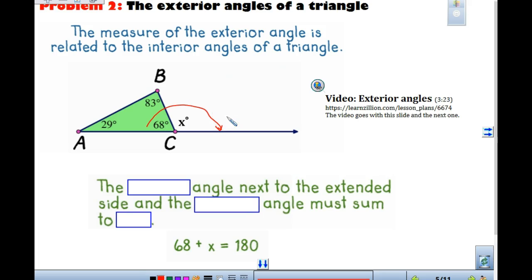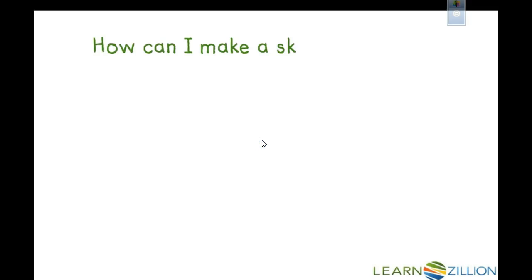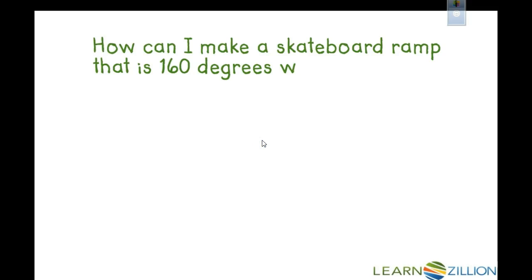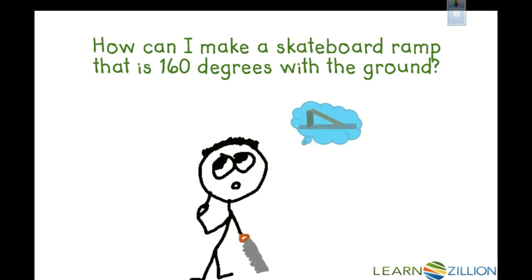180, because they are supplementary as we are looking at those. So we're going to watch this again. It's pretty short, but they kind of explain through some of it. How can I make a skateboard ramp that is 160 degrees with the ground?